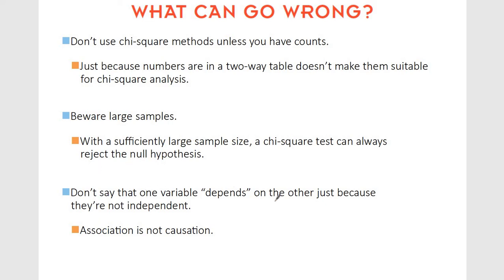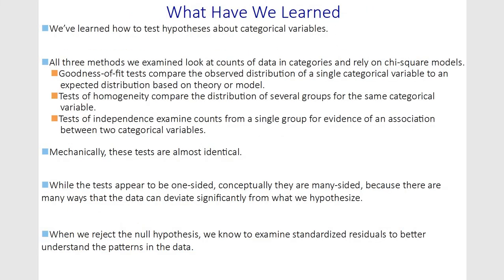Don't say that one variable depends on the other just because they're not independent. Association is not causation. We know this. And this is everything we learned. Hopefully this all makes sense.